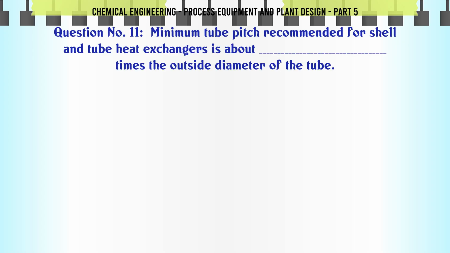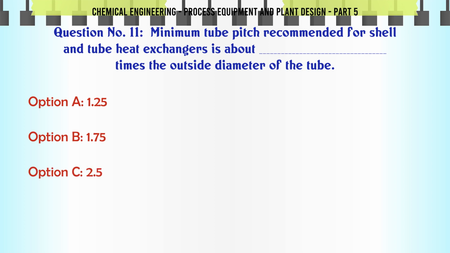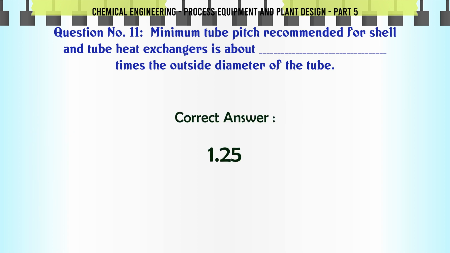Minimum tube pitch recommended for shell and tube heat exchangers is about times the outside diameter of the tube. A. 1.25, B. 1.75, C. 2.5, D. 3.5. The correct answer is 1.25.